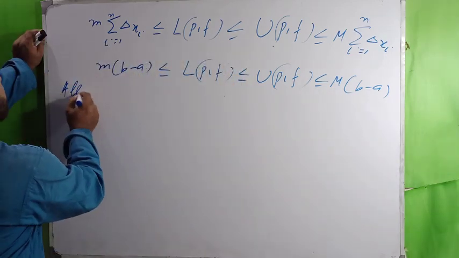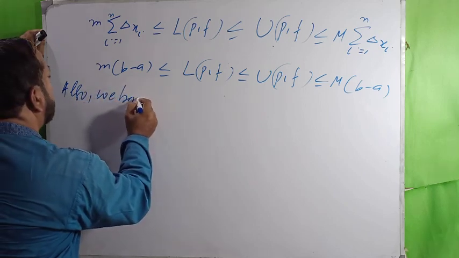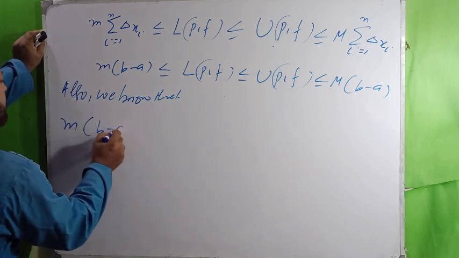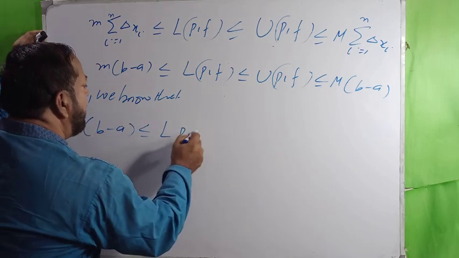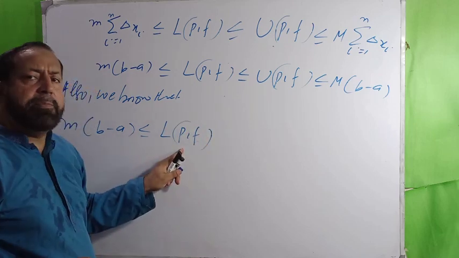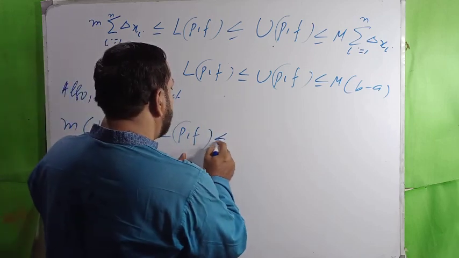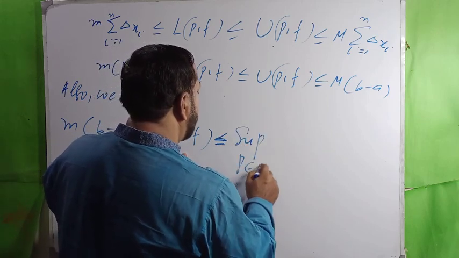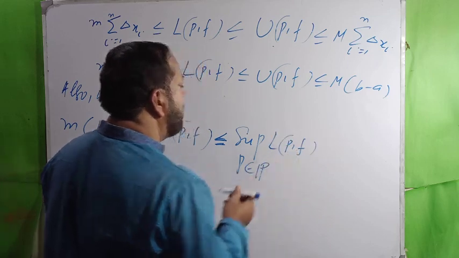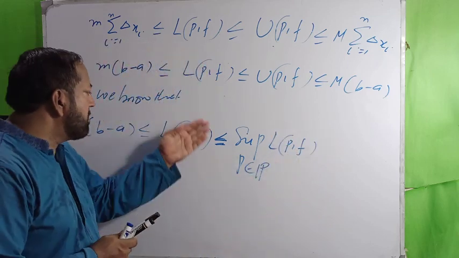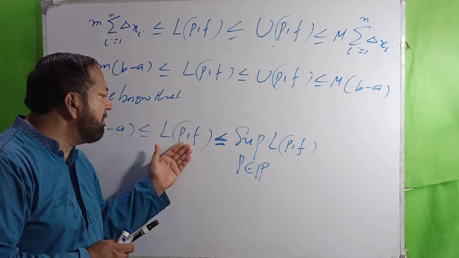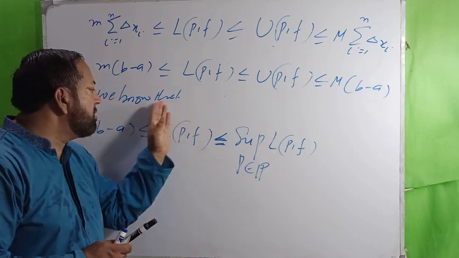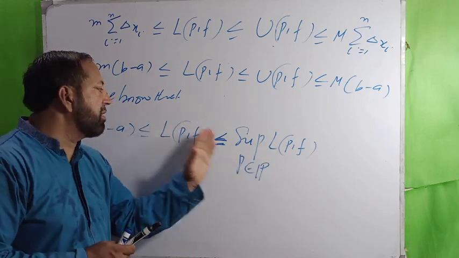Also we know that m into b minus a is less or equal to L(P,f), and you know that L(P,f) is in fact less or equal to the sup over P belonging to the set of partitions of L(P,f). Okay, see, this one is a number L(P,f), and this number is in fact the supremum of numbers of this type. So of course this number must be greater than this.